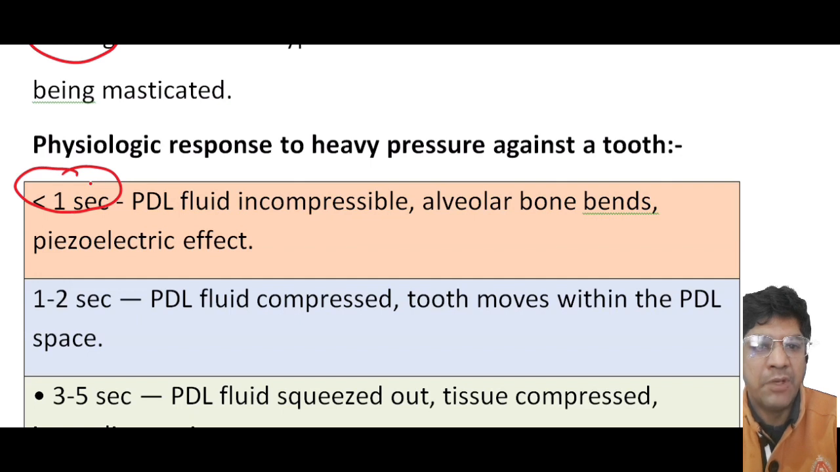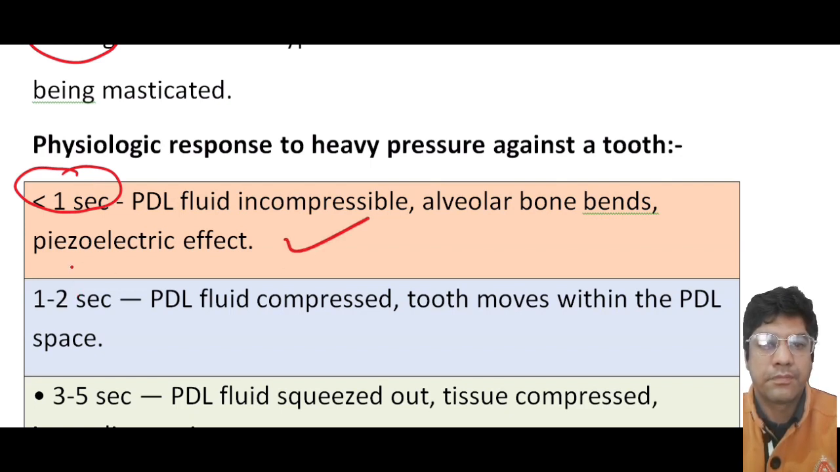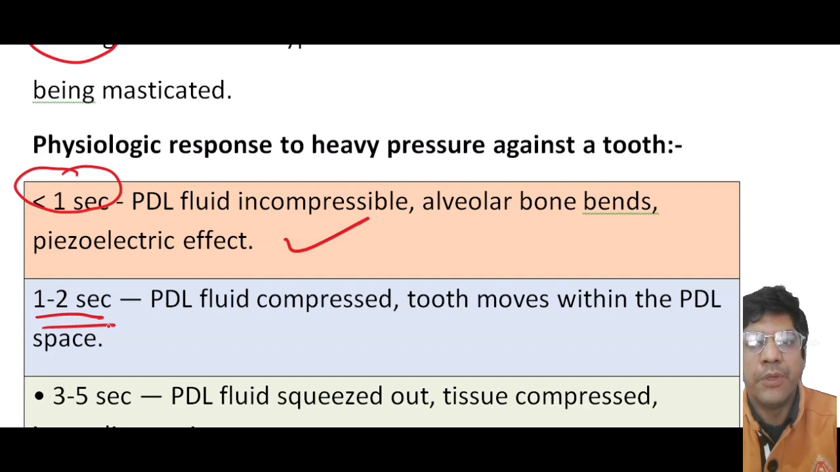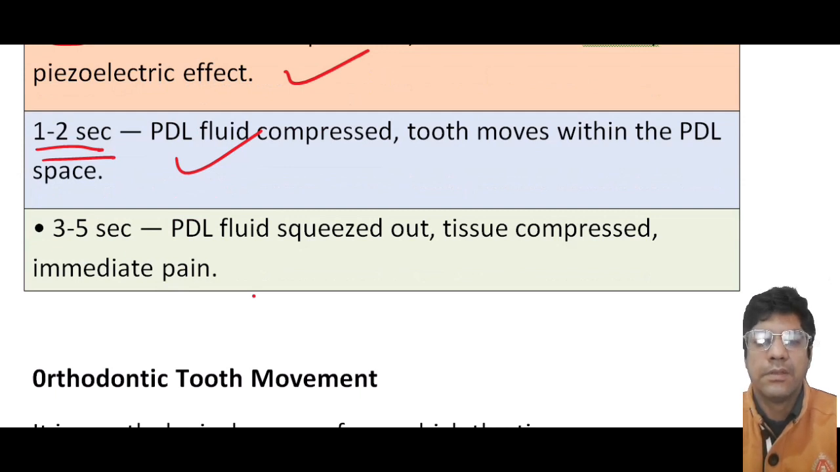So under this immediate pressure, the alveolar bone may slightly bend. There may be a piezoelectric effect. That means there may be generation of electrical potentials within the bone due to the mechanical stress, contributing to bone adaptation. When continued pressure of around 1 to 2 seconds is applied, the periodontal ligament gets compressed, causing the tooth to move within the periodontal ligament space. And when there is prolonged pressure for 3 to 5 seconds, the excessive and prolonged pressure can result in displacement of the periodontal fluid, leading to tissue compression and immediate pain sensation.